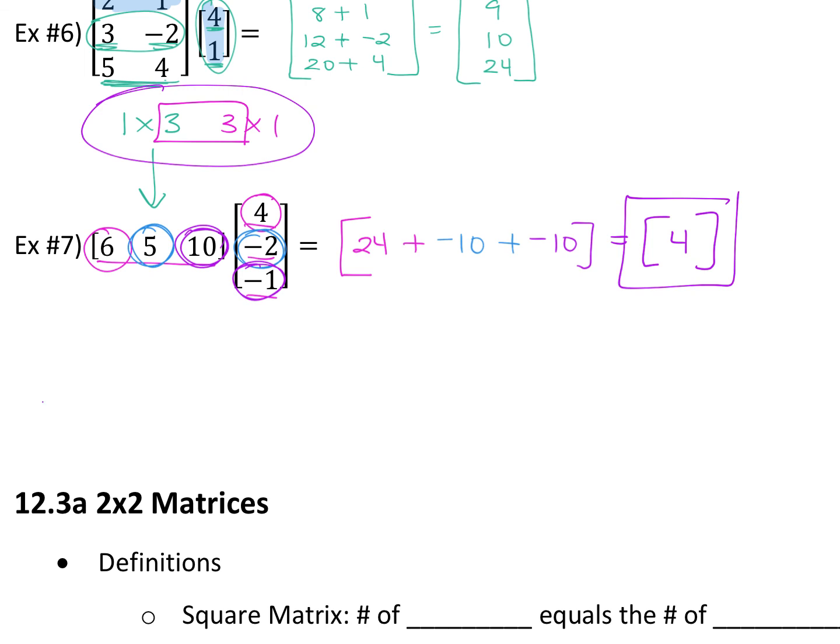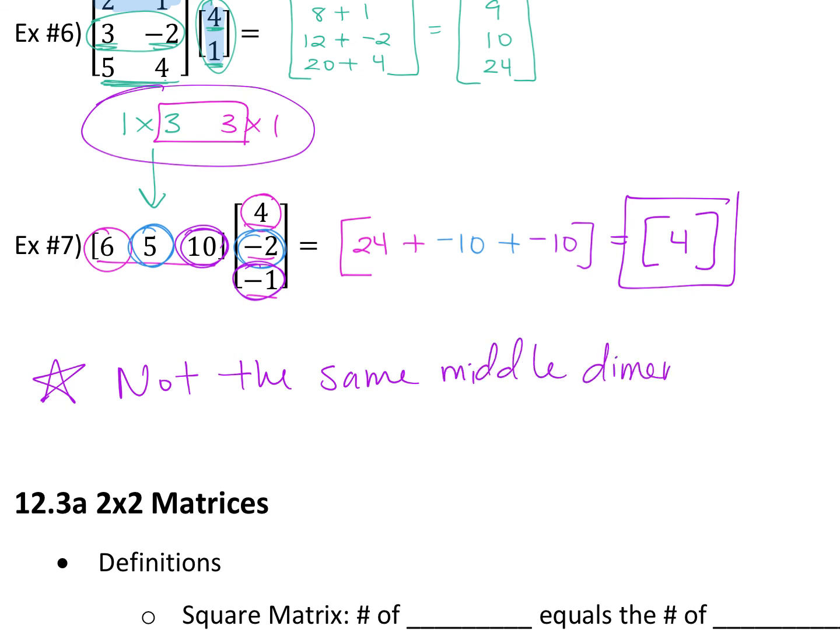Yeah, and then maybe just make a note if it's not the same middle dimension. You're just going to write does not exist. Okay? If you can't do it, nothing to do. All right.